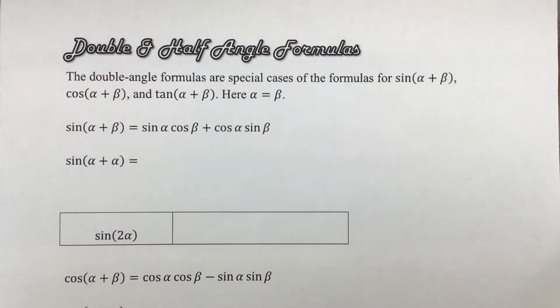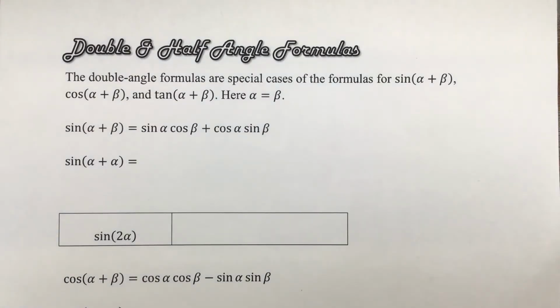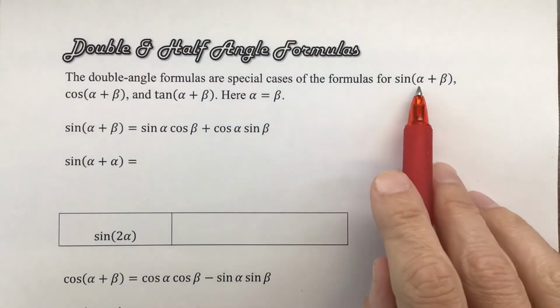The double and half angle formulas. We have a total of 6 that we could be looking at. We have the double and we have the half, but we also have each of those for the sine, the cosine, and the tangent. What I'm going to be doing in the video is deriving the double angle formulas for the sine and cosine. The double angle formulas are really just a special case for the alpha plus beta.